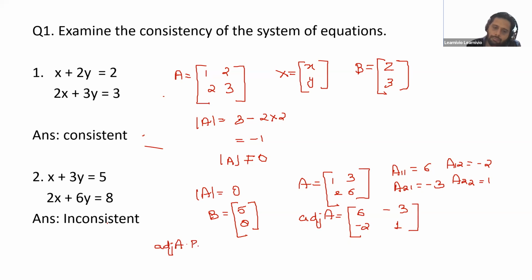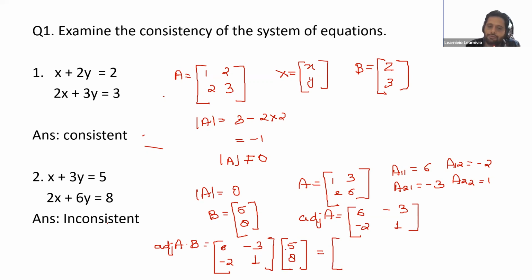Now, we need adjoint of A into B. So what will we get? We will get 6, -3, -2 and 1 into B. B is what? 5 and 8. So multiply this. First row, first column: 6 times 5 is 30, and minus 24. Minus 10 plus 8. So this will give us 6 and -2.